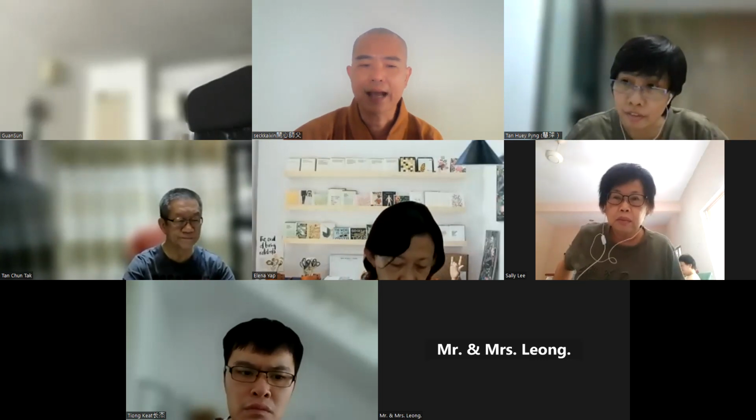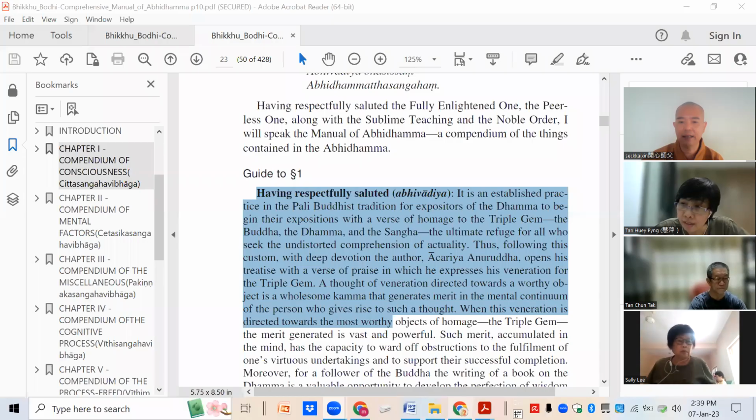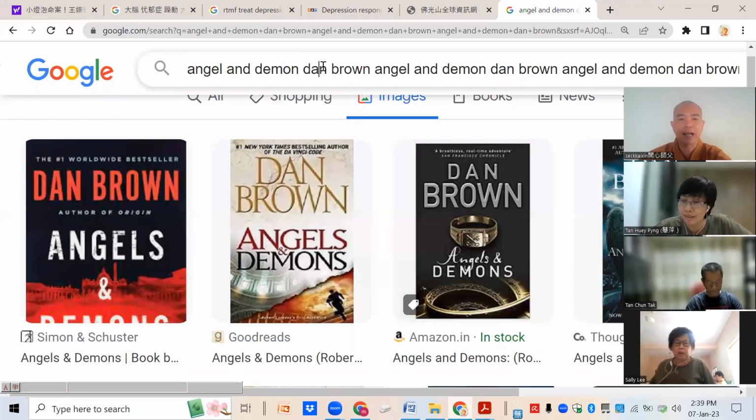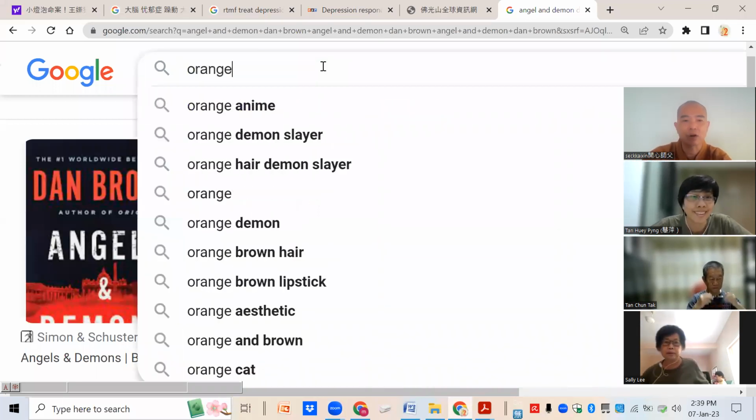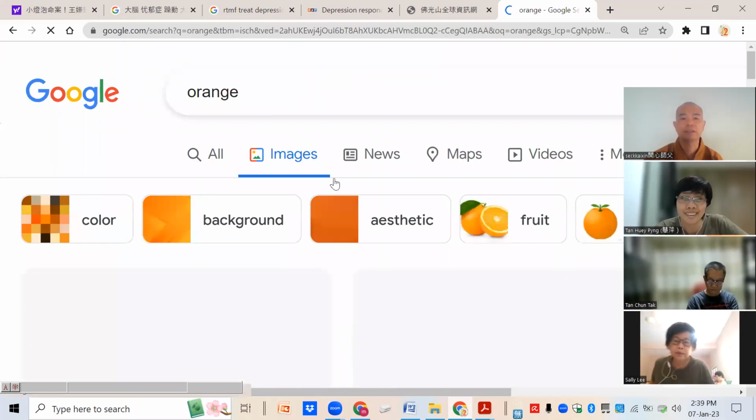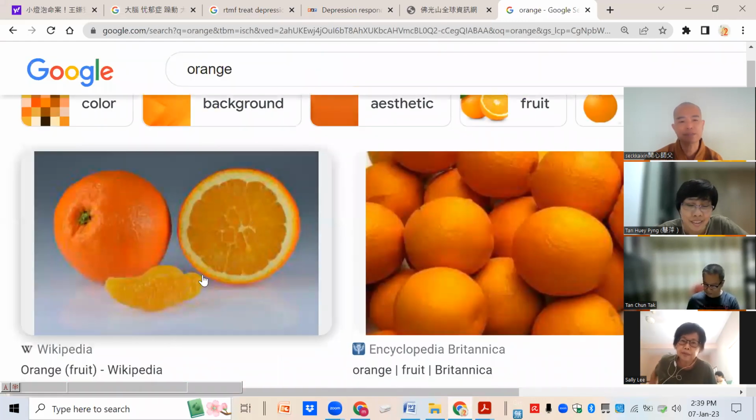Orange. Yeah, skin. Okay, you have the skin. Yes. So this is the orange. Besides the skin, what else? You have the flesh, the part that we eat. And then you have the juice. And then you have the seeds.